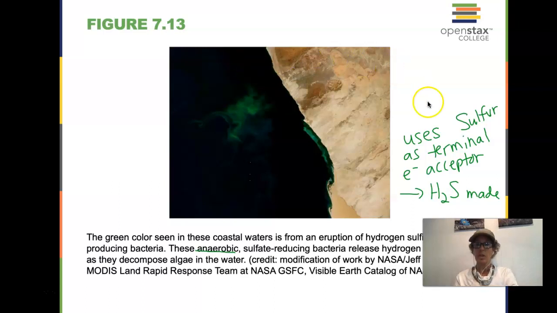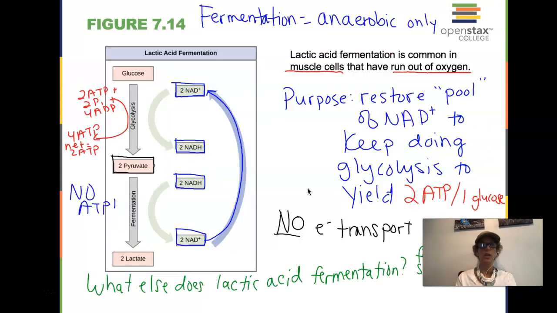So this is an example of using sulfur as a terminal electron acceptor. There are anaerobic sulfate-reducing bacteria in the waters from an eruption of hydrogen sulfide-producing bacteria, causing this green color. Another form of anaerobic, without oxygen, metabolism that you might be more familiar with is fermentation.